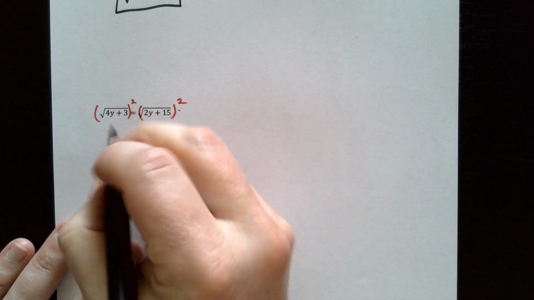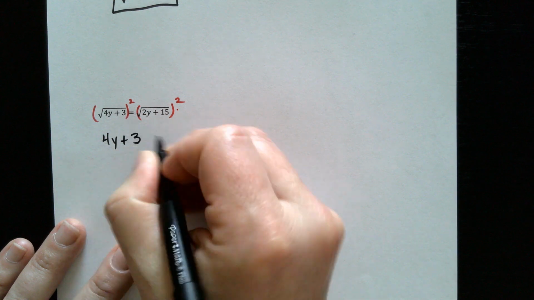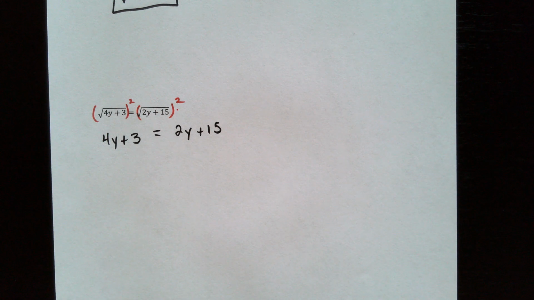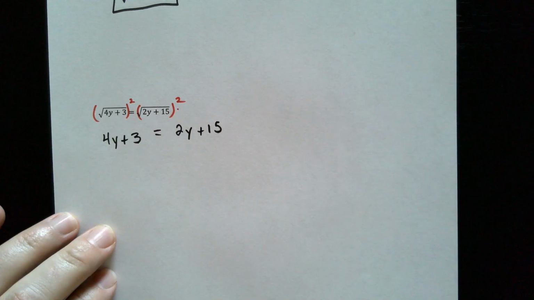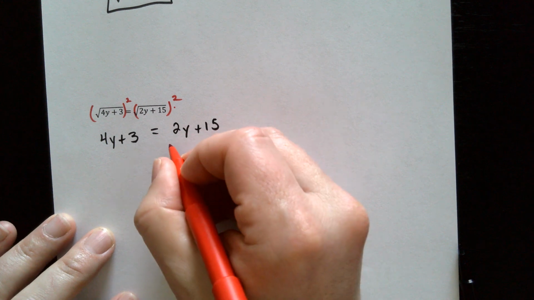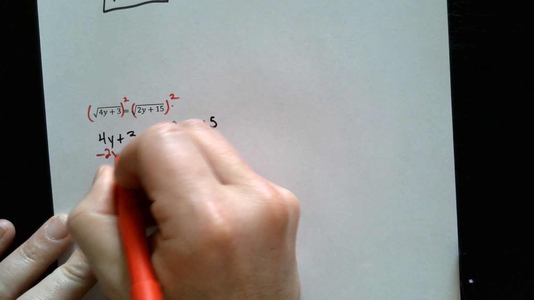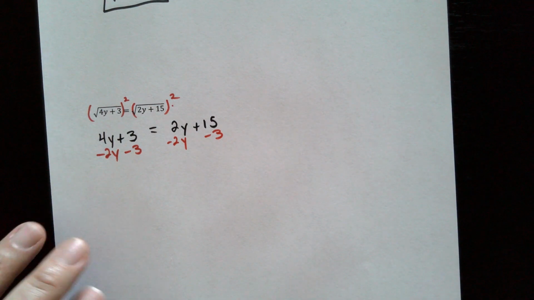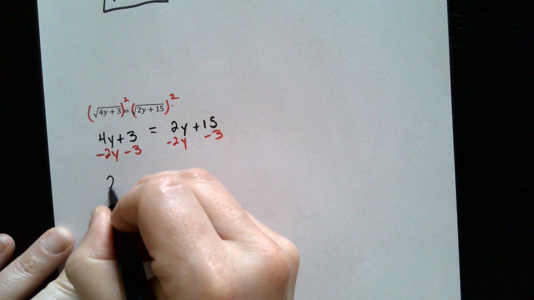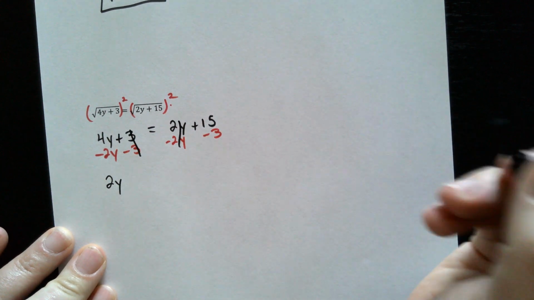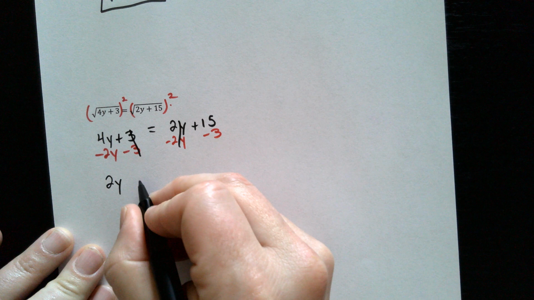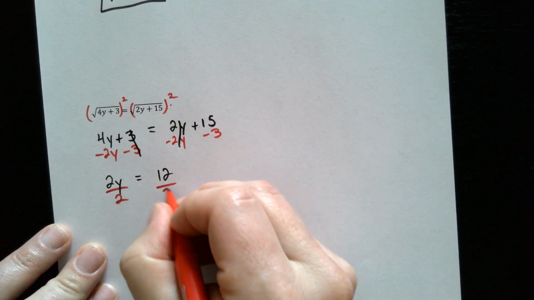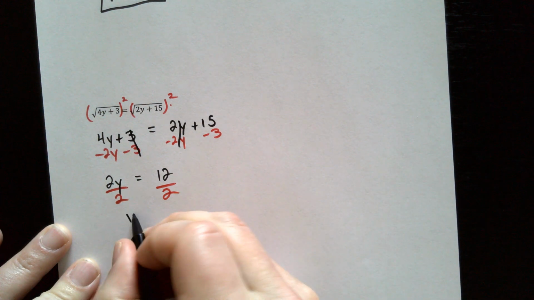So that gives me 4y plus 3 equals 2y plus 15. Okay, let's move the y's over to the left like we've been doing on the last 2 problems. So I'll subtract the 2y over here, and that means I need to get rid of that 3, so I'll subtract the 3 here. Okay, so 4 minus 2, that's 2, so 2y. This one cancels, and this one cancels. And then 15 minus 3 is 12. And if we divide both sides by 2, we get y is equal to 6.